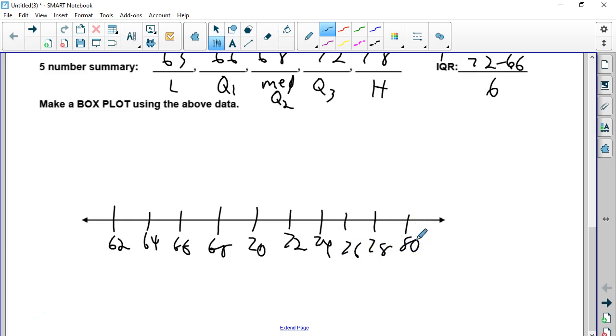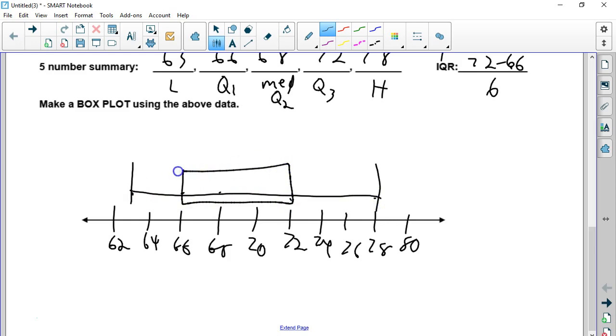Okay, now I just put my number. So 63 is right there, 66 right here, 68 right here, 72 right there, and 78 right there. So my low, my high, draw my line through here, and basically put lines wherever the dots are.